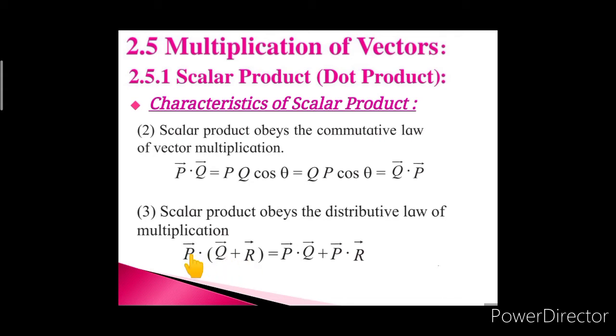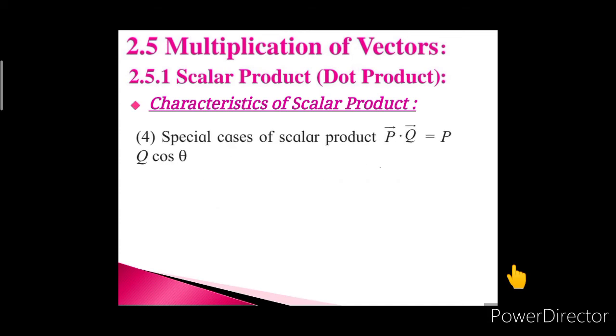That means vector p is multiplied with vector q, and vector p is also multiplied with vector r. So this is the distributive law of multiplication: vector p dot vector q plus vector r is written as vector p dot vector q plus vector p dot vector r. So this is the third characteristic of a scalar product.